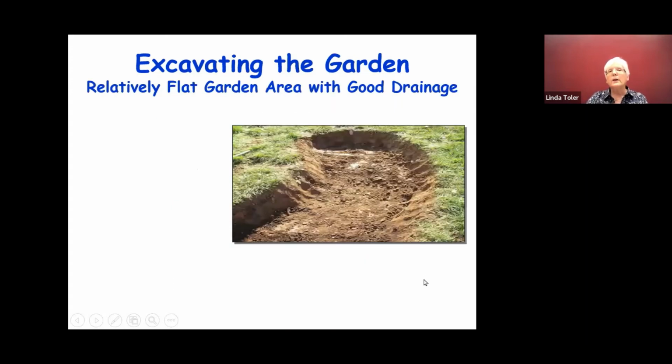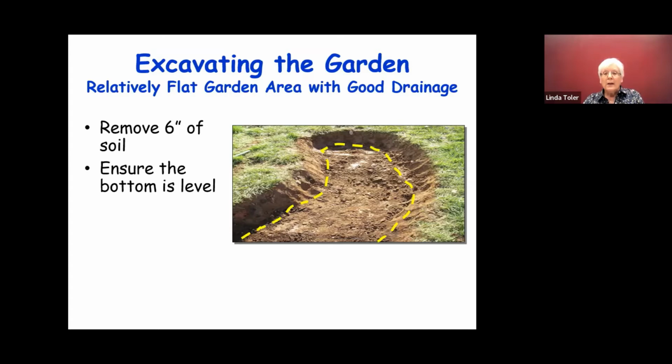Now, if your garden is in a relatively flat area, all that you need to do is start digging around that perimeter that you've marked. And you want to dig down 6 inches. So you want to remove 6 inches of soil from that whole area. The next thing, and this is a little bit hard, at least for me, is to ensure that the bottom of this area is level and that it's flat.